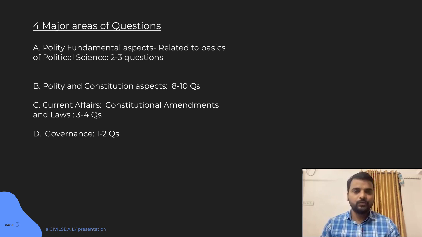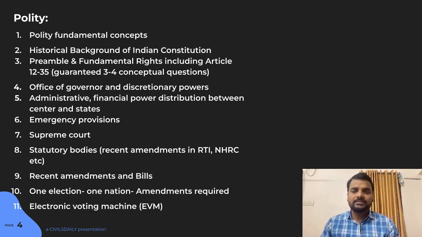So let's start. The polity fundamental concepts that I have mentioned are those definition questions where you need to understand whatever is given, not just go by what you think is correct. So you have to revise them. Then the historical background: every year, and last year itself, a question from the 1935 Act came. Then the Preamble and fundamental rights, including DPSP. You can find 3-4 questions every year, so you must cover that.